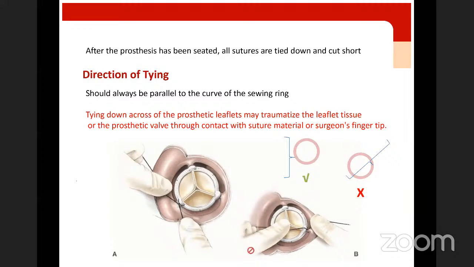It is important to know that when tying valve sutures, the direction should always be parallel to the curve of the sewing ring, as shown here. If this is a sewing ring, the tying should be parallel to it, not crossing like this in this diagram. Tying down across the prosthetic leaflet might traumatize the prosthesis through contact with the suture material or with the surgeon's fingertip, especially with tissue leaflets.